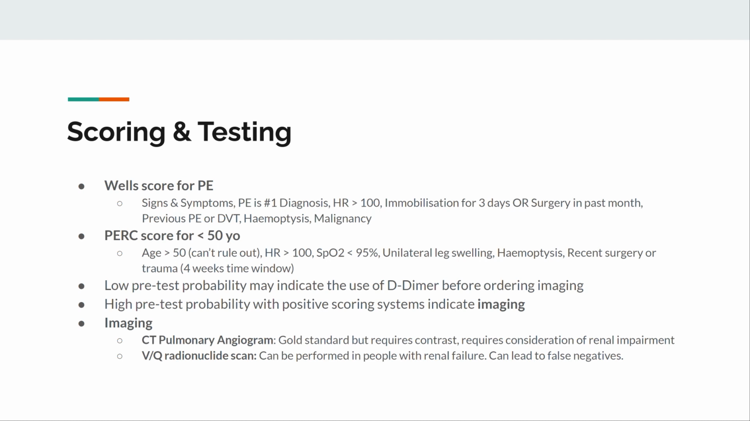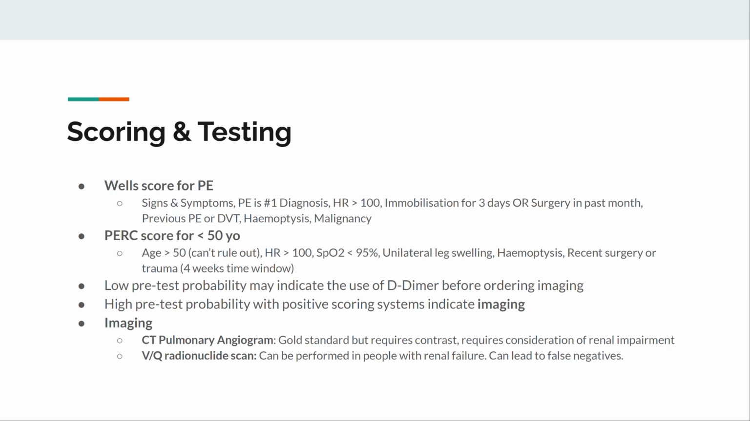And also your pre-test probability had to be lower than 15%. So it's really for the young, healthy person that has a bit of shortness of breath and maybe they went for a car ride and you want to know whether you can safely discharge them. That's when the PERC score will help.